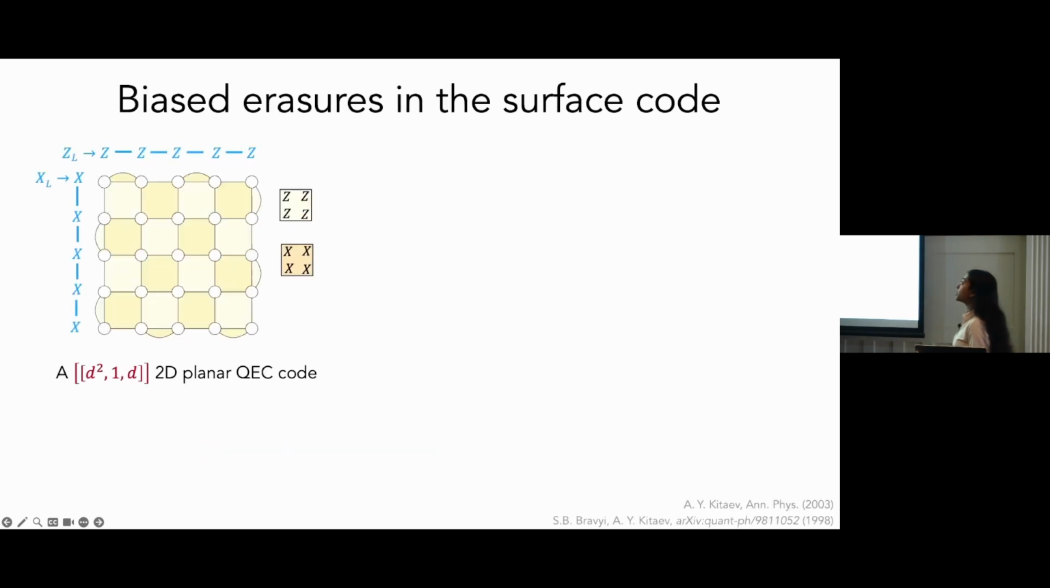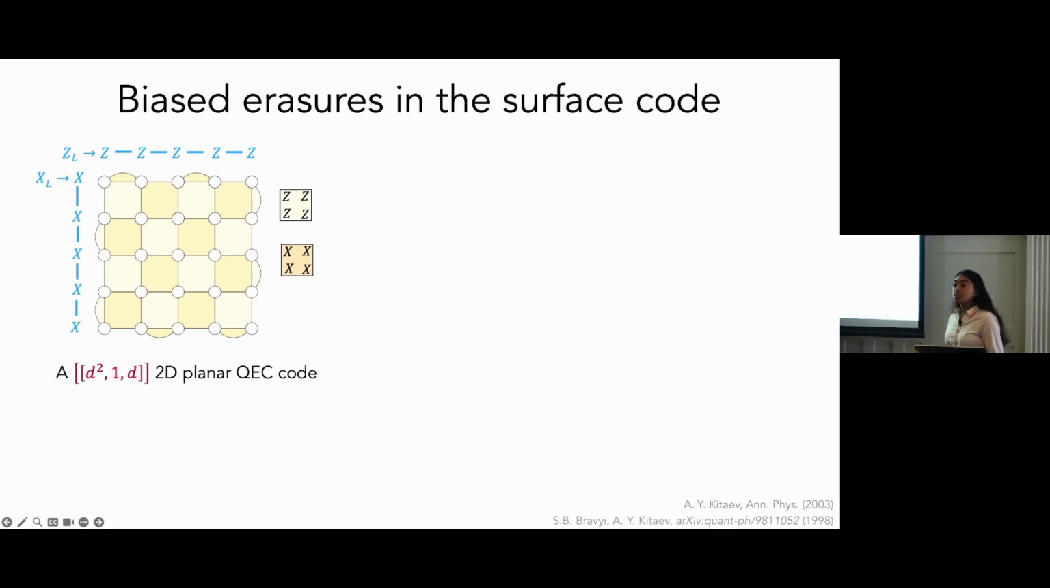But let's confirm this by looking at biased erasures in the surface code. Many people in the previous days have talked about surface codes, but let me do a quick recap. So here I've shown a distance 5 surface code. The darker checks are X checks. The lighter checks are Z checks. This distance 5 surface code, for example, encodes one logical qubit in the array of d cross d physical qubits.